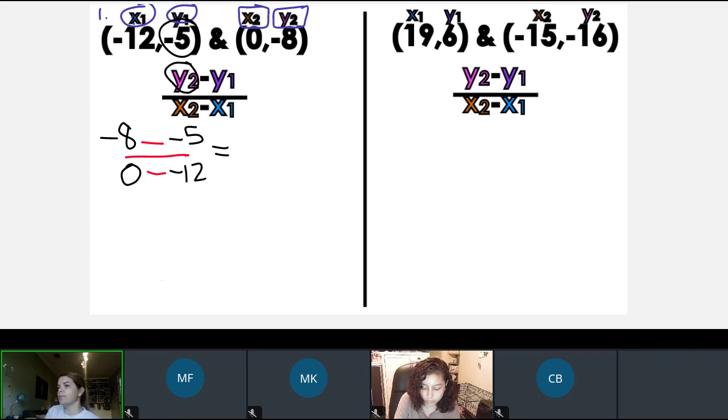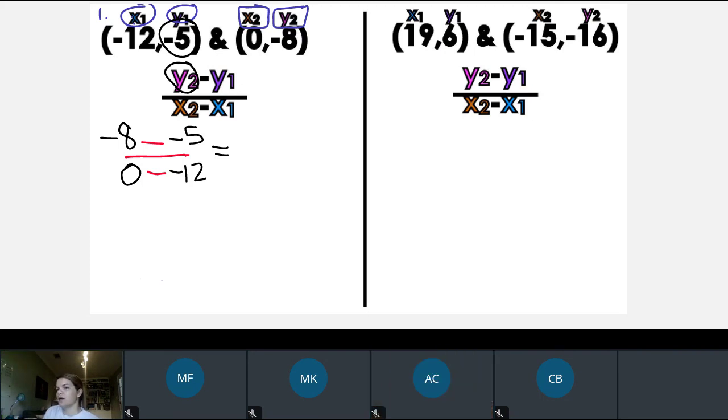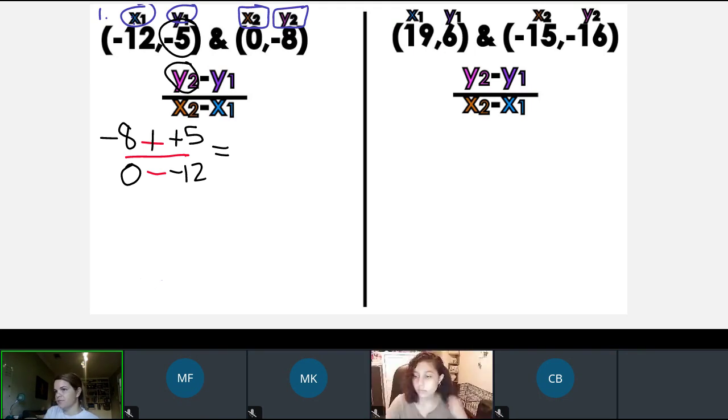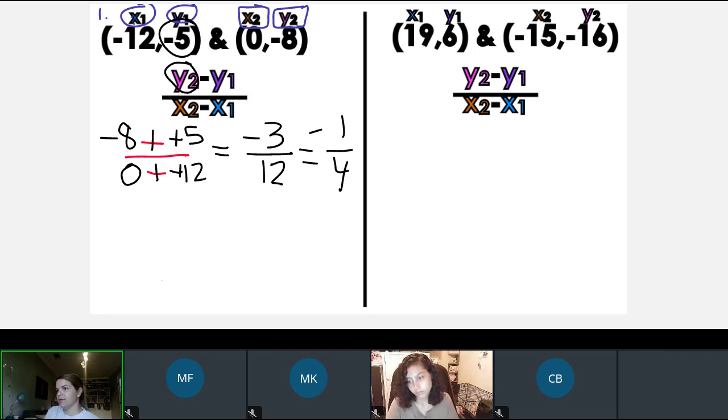Now you can see why it was so important to include that minus sign from the beginning. Because if not, you might only do 0 minus 12. Okay. All right, so on the top, -8 minus -5, that becomes +5. So -8 plus 5 is -3. 0 minus -12, that becomes +12. So -3 divided by 12. And we always want to simplify. So this would become -1/4. That would be my slope.